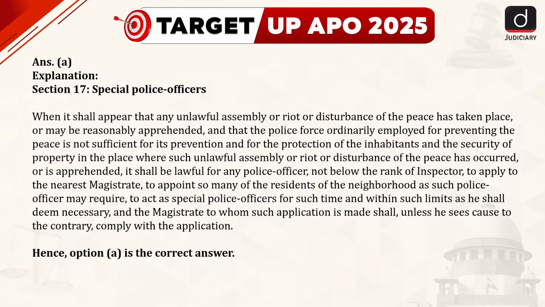Section 17 of the Police Act states that when it shall appear that any unlawful assembly or riot or disturbance of the peace has taken place or may be reasonably apprehended, and that the police force ordinarily employed for preventing the peace is not sufficient for its prevention and for the protection of the inhabitants and the security of property in the place where such unlawful assembly or riot or disturbance of the peace has occurred or is apprehended, it shall be lawful for any police officer not below the rank of inspector to apply to the nearest magistrate to appoint so many of the residents of the neighborhood as such police officer may require to act as special police officers for such time and within such limits as he shall deem necessary, and the magistrate to whom such application is made shall, unless he sees cause to the contrary, comply with the application. So the correct answer is option A.